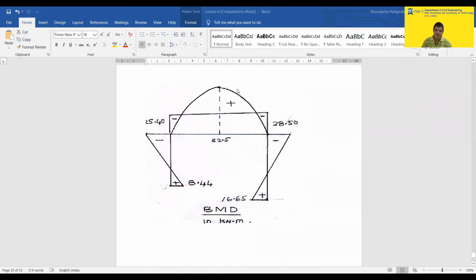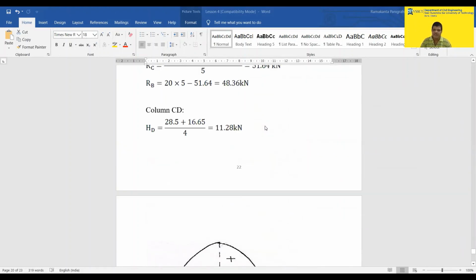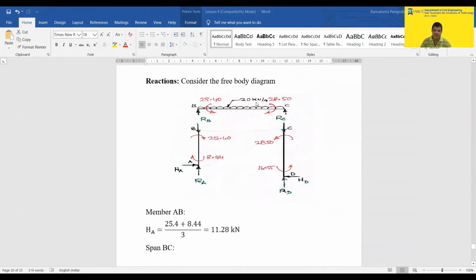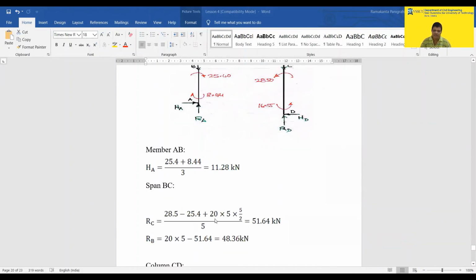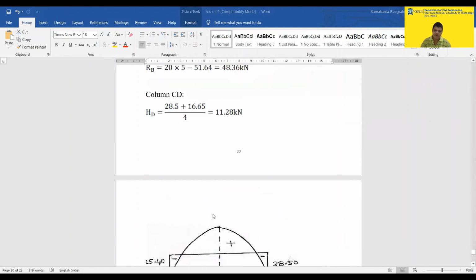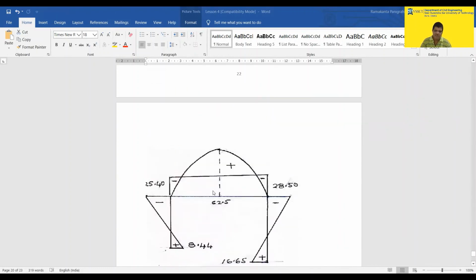Now with this, we have to put the value of WL square by 8. What is the value of WL square by 8? It is 20, and L is equal to 5. So WL square by 8, 20 into 5 square by 8. So 25 into 2.5, it comes around 62.5. Totally 62.5 minus 25.4. So we can take this value as the maximum value.